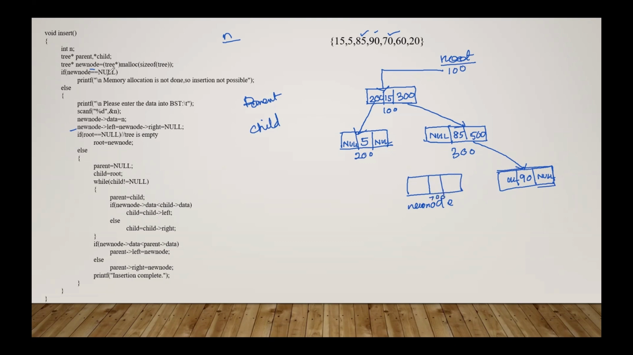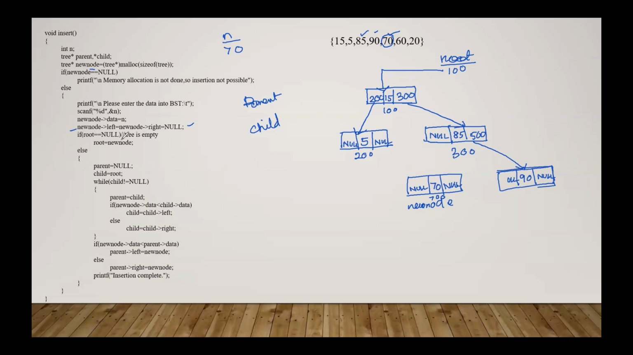If new node equal to null, no. Else part, please enter the data into BST. Which value do we have to enter? We have to enter 70 right now. So we enter the 70. Then new node data stores the value of n. This value we store null. This value also we store null. So these two lines are completed.